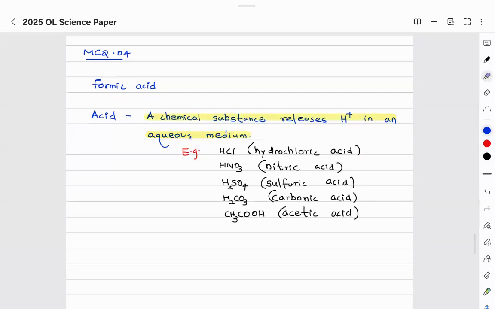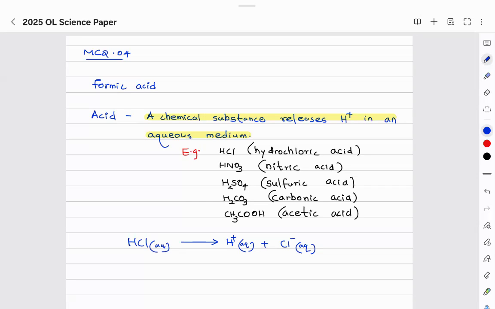Just look at this only. Let me consider HCl. When we dissolve HCl in water, what will happen? This HCl is dissociating into H plus cation and Cl minus anion. AQ means aqueous, okay? That means it is dissolving in water, right? HCl is an acid. Acid means a chemical substance that can release H pluses in aqueous medium. So you can see that the dissociation is taking place here for HCl, producing H plus and Cl minus.